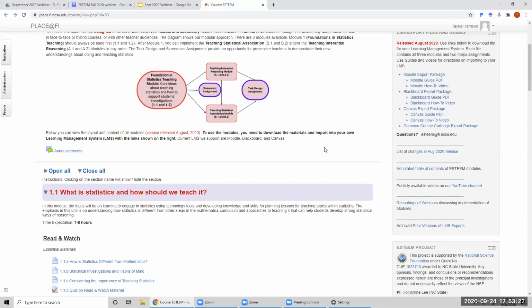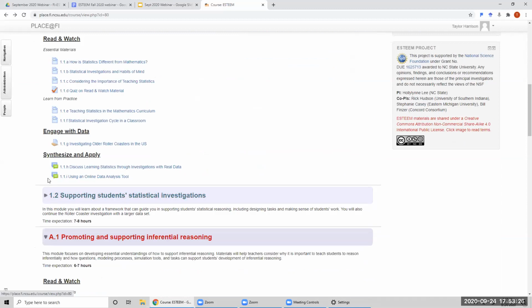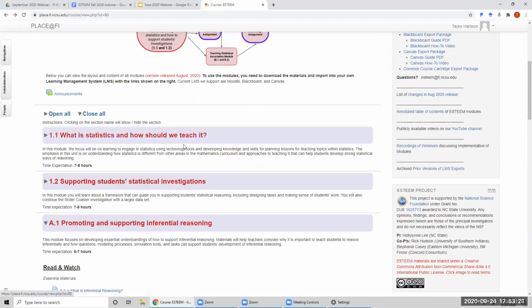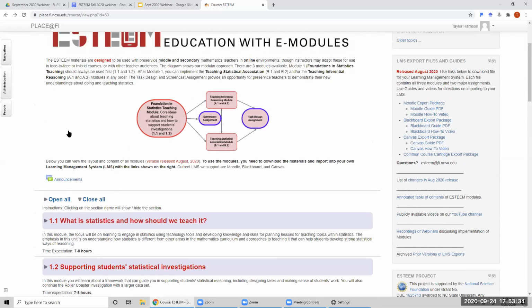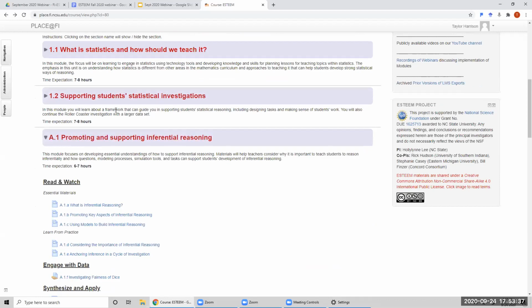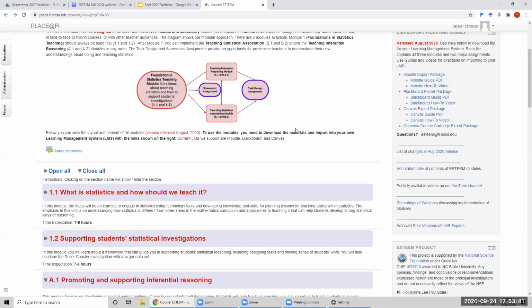And so when you are designing, there are 3 modules. Each module has 2 parts. So 6 different parts here. And you may want to use all of them. You may want to pick and choose. So these packages include all of the materials, so you don't download specific ones. You download them all. And then when you import them into your course, that's when you select which ones you want. And these guides will show you how to do that.